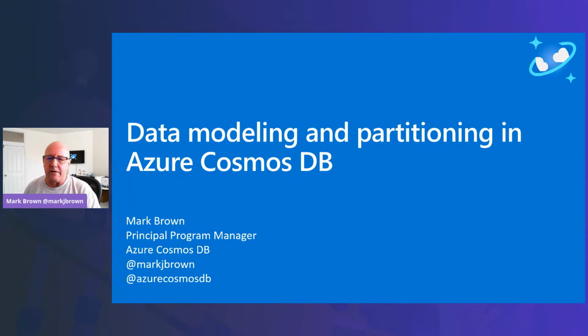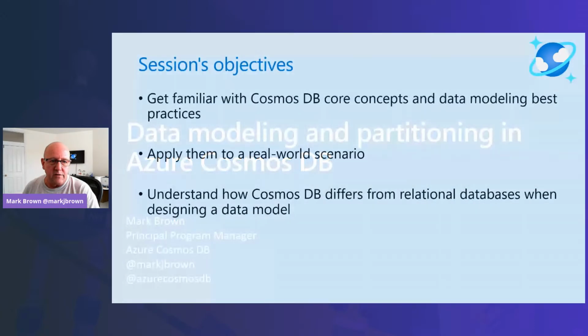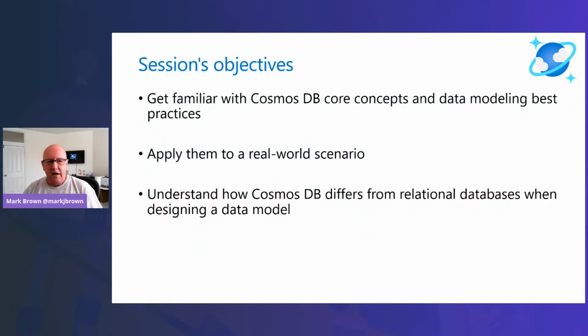So today I'm going to talk about data modeling and partitioning in Cosmos DB. This is probably the most important topic for anyone new to this type of database to understand. Let me go through the objectives here. First, I want you to get familiar with Cosmos DB's core concepts and our API, and understand data modeling best practices. Then we're going to apply that to a real world scenario here today. Throughout all this, I'll help you understand how Cosmos differs from a relational database when designing a data model, because we're going to start with a relational data model.